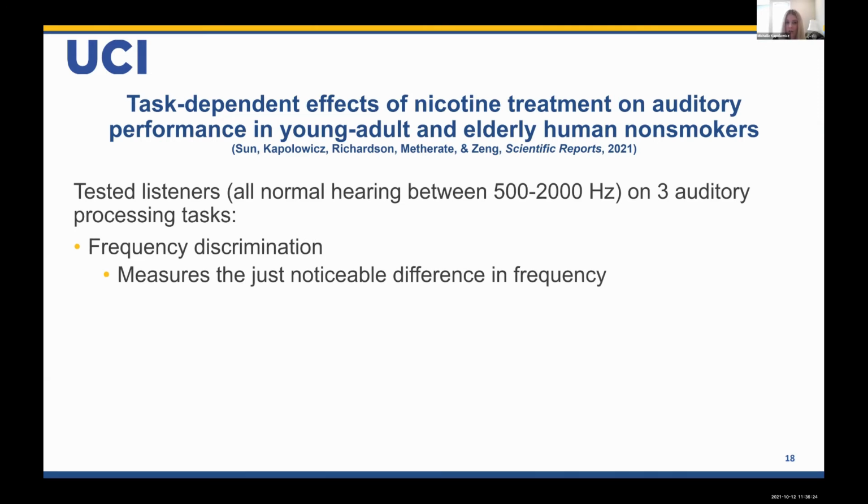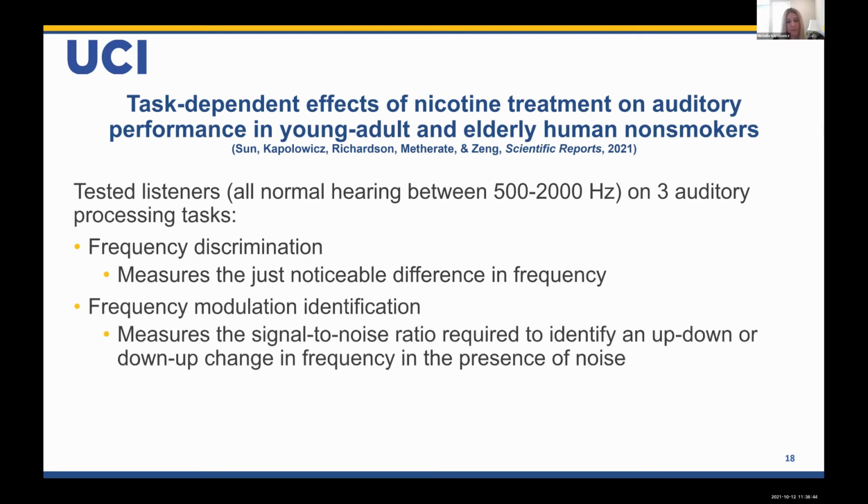So the first test we looked at is called frequency discrimination, and it's about like it sounds. What you do is you play two different tones and you change how different those tones are in frequency, and you try to figure out the just noticeable difference that a listener can detect. Oh, these are two different sounds. We also looked at something called frequency modulation identification. This is looking at another important component of speech perception, which is that over time, frequencies are changing a lot with speech. This looks at how easily we are able to detect changes in the frequency, whether it's going from high to low frequency or low to high, when those are embedded in background noise. So how loud can that noise be relative to the signal for you to get the answer correct?